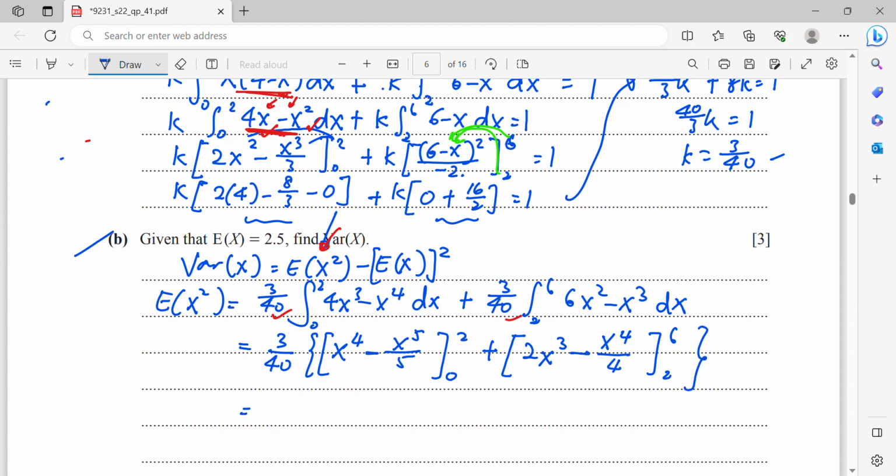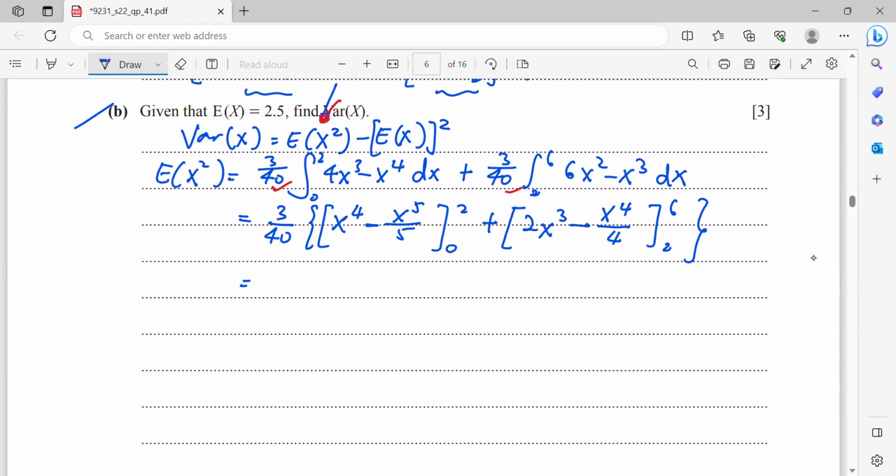Okay, so now once you have integrated both functions, we need to replace the x values by 2 and 0 for the first function, and by 6 and 2 for the second function. So I will get 3 over 40 multiplied by 2 to the power of 4, which is 16. Then 2 to the power of 5 is 32. So 32 over 5, minus when the x goes to 0, so both will be 0. Okay, plus.